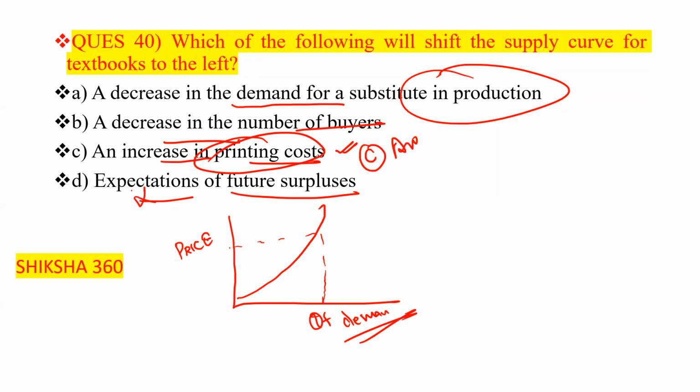This is not any technical point. Any decrease in the demand for a substitute in production depends case to case, not applicable. A decrease in the number of buyers will not relate to the price. This one is related to the price: an increase in the printing cost will lead to an ultimate increase in the price. So it will shift towards the left. An increase in the printing cost leads to a decrease in the quantity supplied, because less printing is to be done. So option number C is the answer here.